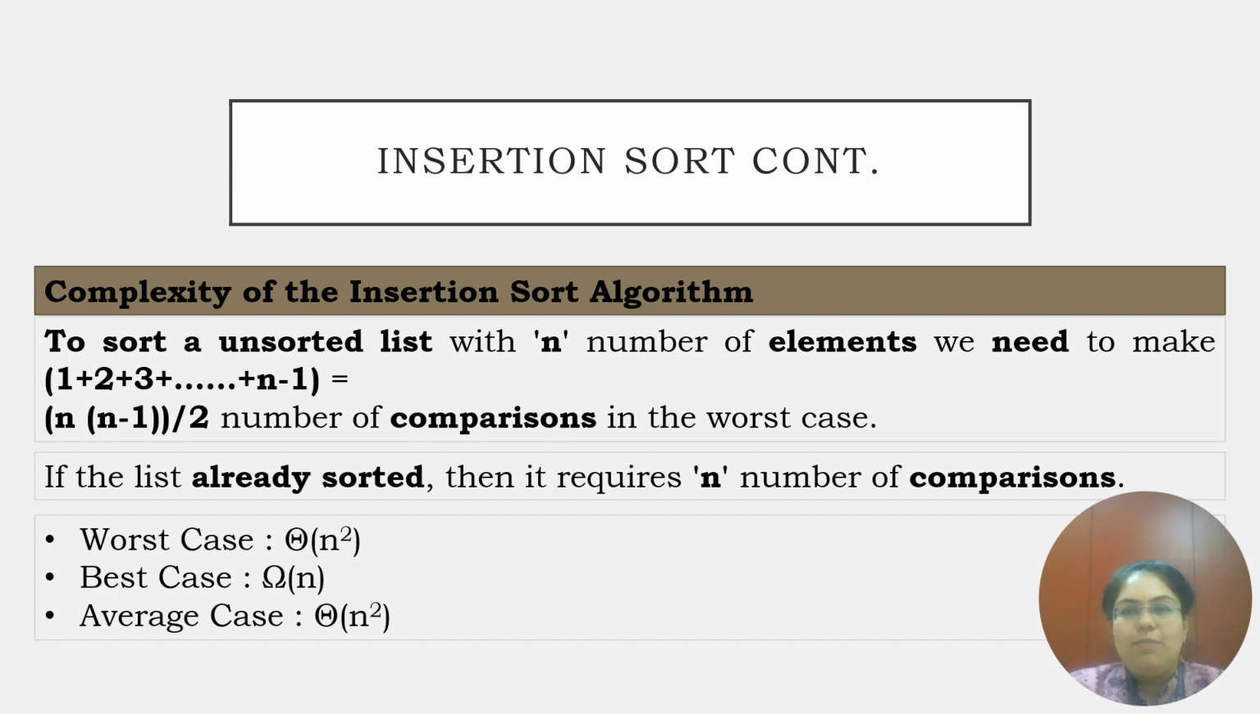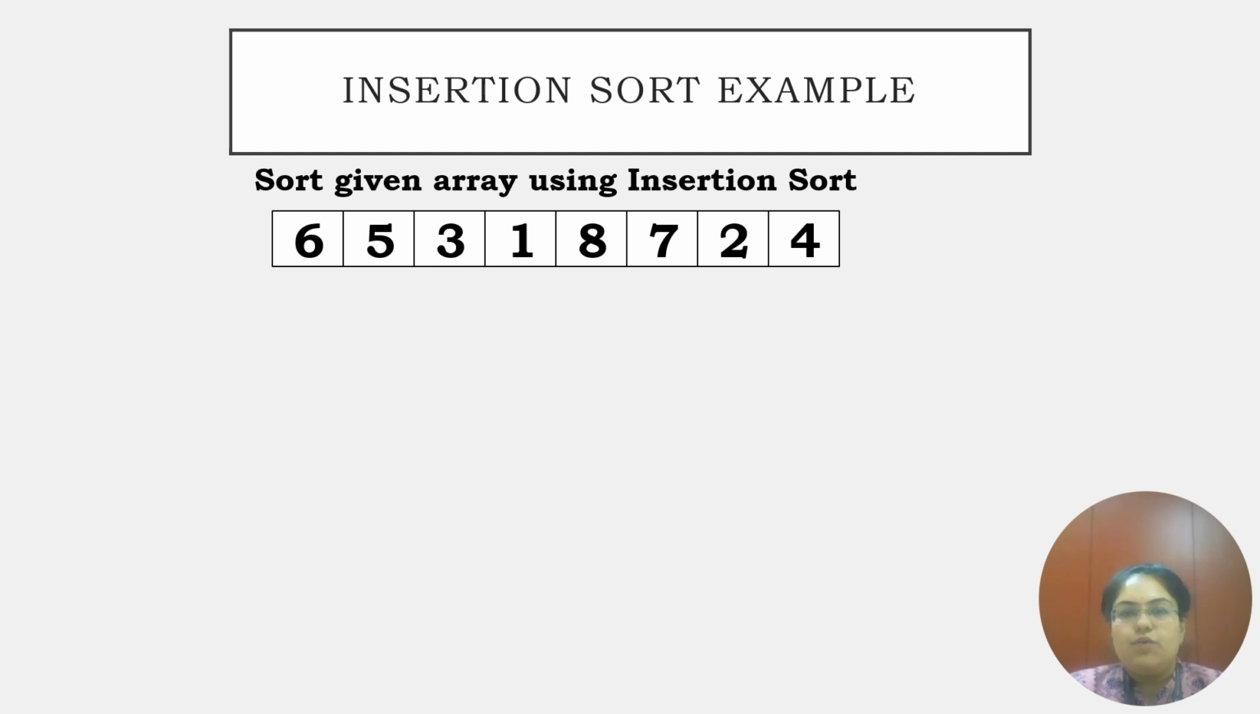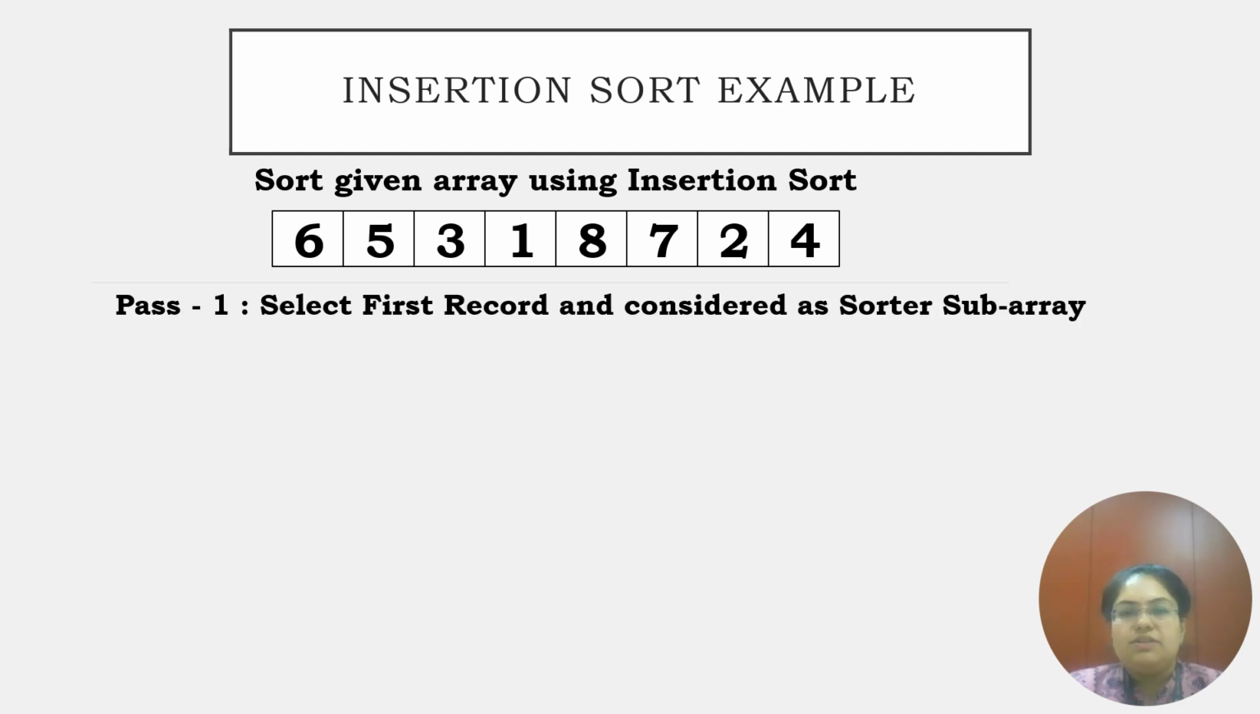Similarly, the time complexity in the best case will be omega of n, and in the average case, it will be theta of n square. So let's understand insertion sort with an example. Here we have an unsorted array which has various elements in it.